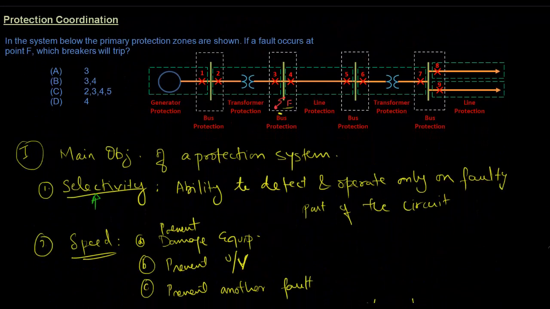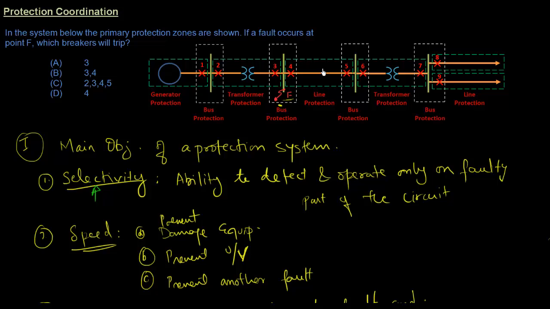And coming back now to our question, if these are the primary zones, then what we've been asked to find out is, if a fault occurs on the bus here, which of the breakers would operate? The idea generally is that this is the primary zone of protection, so any breakers in that primary zone where the fault occurs would open. In this case, it would be both breakers 3 and 4. So our answer is B right here.